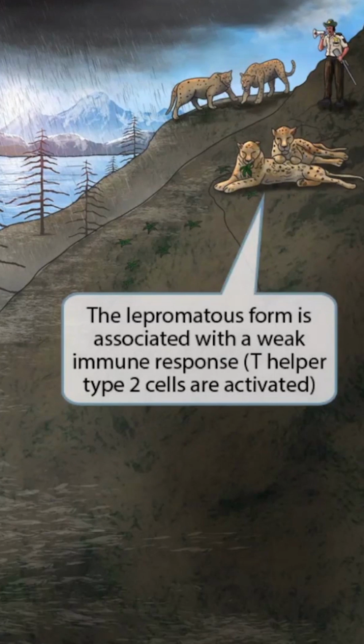system. Also, we've shown 2 leopards to help you remember that in this form of leprosy, there is a T helper type 2 cell response rather than a T helper type 1 cell response. So the lepromatous form is associated with a weak immune response and T helper type 2 cells are activated.